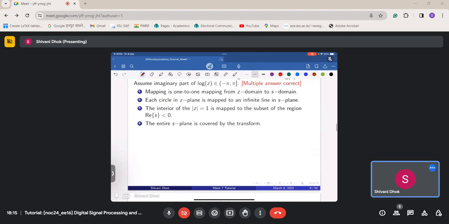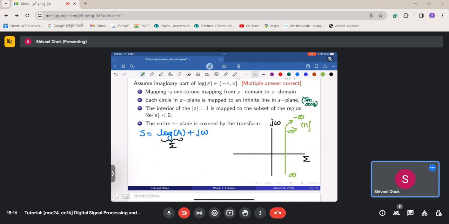The second point here is that each circle in the Z plane is mapped to an infinite line in the S plane. Now just look at this transform, which was log of A plus j times omega. This is my sigma axis and this is my j omega axis, the imaginary axis. An infinite line would mean that one circle in Z should correspond to an infinite axis, that is, this omega should vary from minus infinity to infinity.